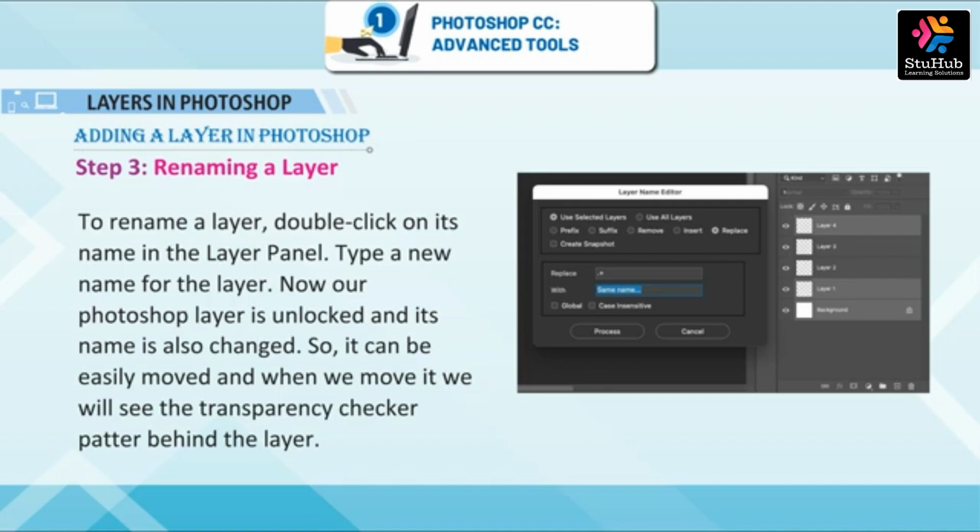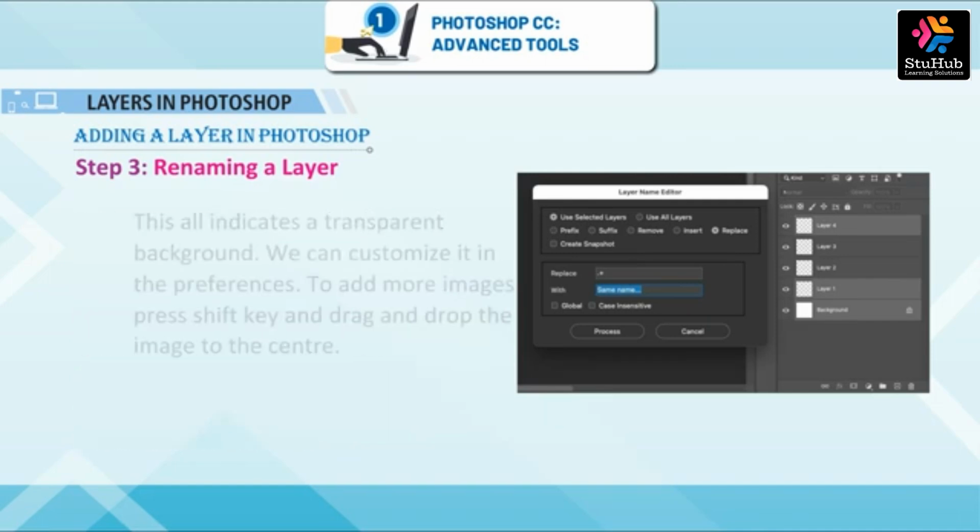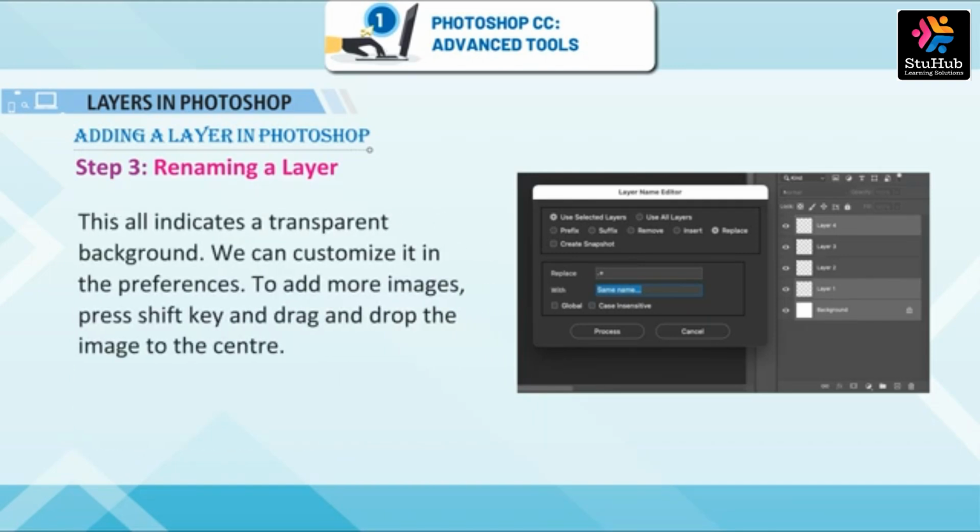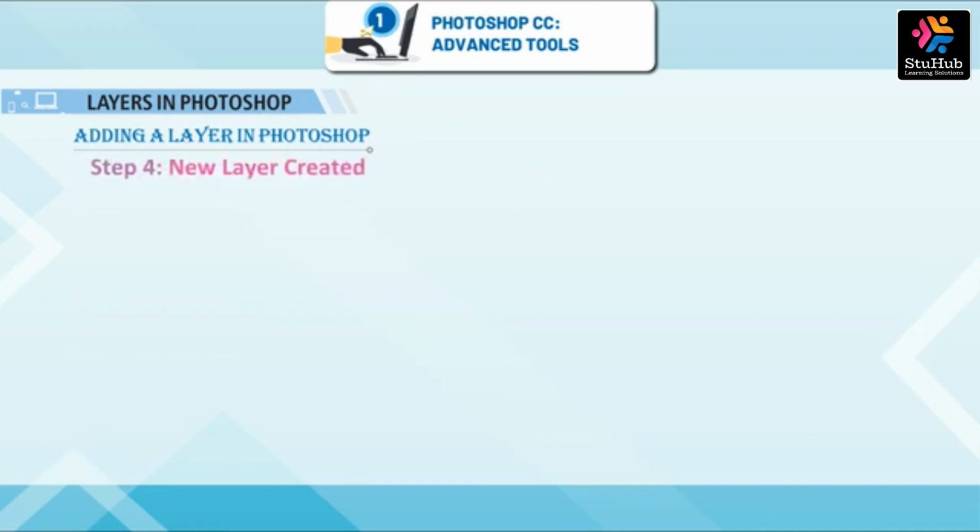So it can be easily moved, and when we move it, we will see the transparency checker pattern behind the layer. This all indicates a transparent background. We can customize it in the preferences. To add more images, press the Shift key and drag and drop the image to the center.